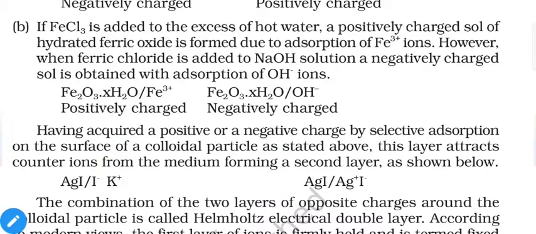Next, if FeCl3 is added to excess of hot water, positively charged Sol of hydrated ferric oxide is formed due to the adsorption of Fe3 plus ion. However, when ferric chloride is added to NaOH solution, a negatively charged Sol is obtained with the adsorption of OH minus ion. Having acquired positive or negative charge by the selective adsorption on the surface of colloidal particle as stated above, this layer attracts counter ion from the medium, forming a second layer as shown below.